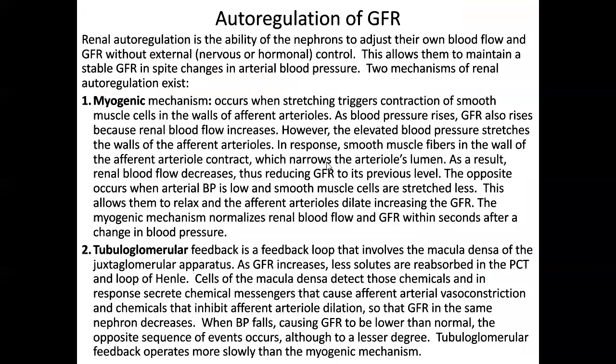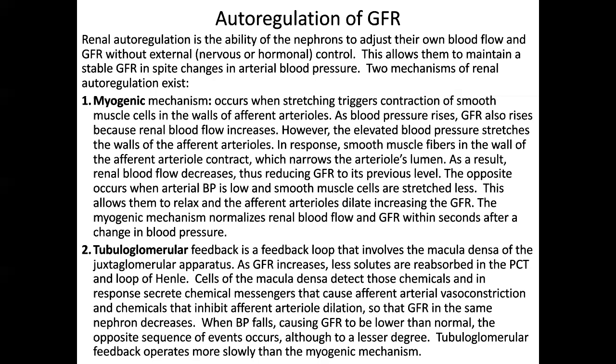Now the opposite of that happens when blood pressure is low and those smooth muscle cells are stretched less, which allows them to relax. The afferent arterioles then dilate, which increases GFR. This is very good at regulating and normalizing renal blood flow and GFR within seconds after a change in blood pressure. So it's pretty darn quick.